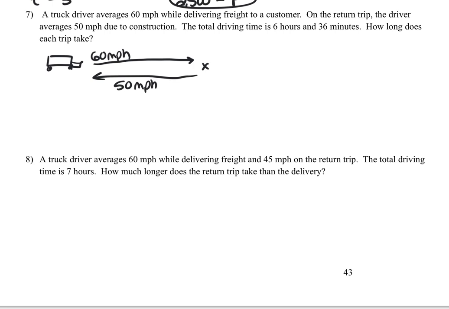They said the total driving time. So they're saying the time there plus the return trip, so the time returning, equals how much total time? Okay, 6 hours, 36 minutes. Now, we talked about when we have different units of measurement. Can we have different units of measurement? No, we really need to convert it. Either convert it to a decimal or a fraction, but we need to change it a little bit, right?